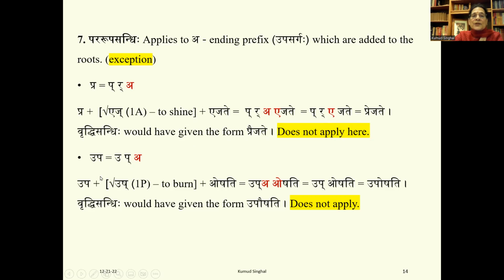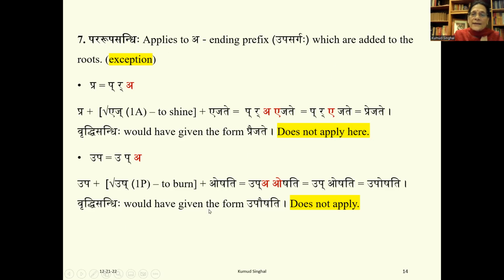A similar exception applies to the prefix upa. If you add upa to the verb ush, which means to burn, the form is oshati. So upa and oshati, you have a and o. By Vriddhi it should be upaushati, right? And o should be au, but it remains as o: uposhati. So the Vriddhi Sandhi does not apply here. This is an exception rule, and it's called Pararupa Sandhi. You don't see this sandhi that often.